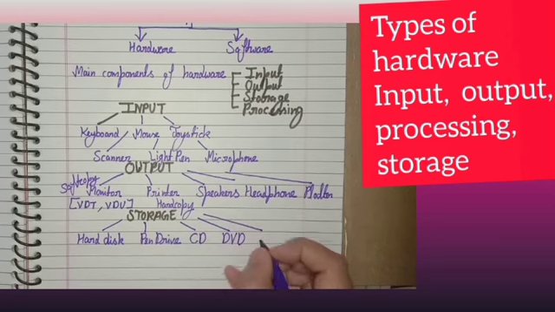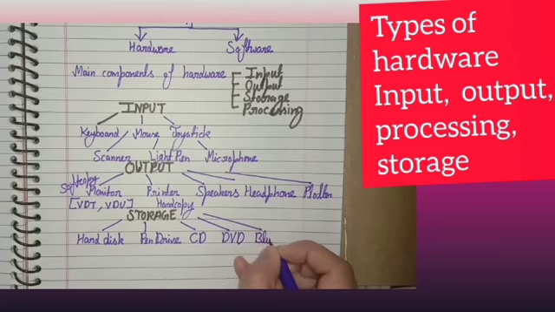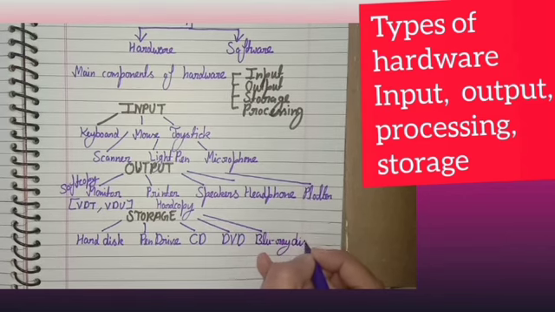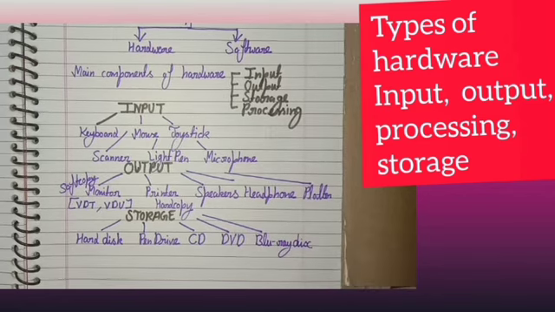Then we can get Blu-ray disc. It is a data storage medium that is the same as a CD and DVD, but it works with the blue laser light. That is why it is called Blu-ray disc. Whenever you are going to write the spelling of Blu-ray disc, don't write B-L-U-E. The spelling of Blu-ray disc is B-L-U-R-A-Y. And it can store 1 GB of data.